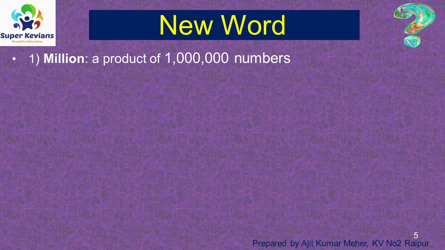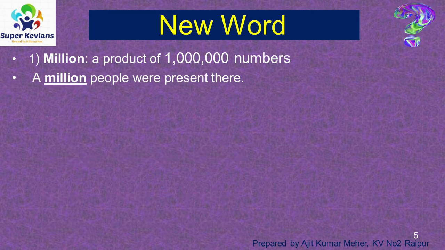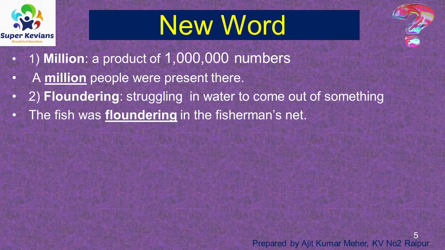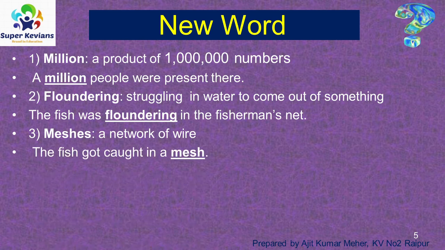Million: a product of thousand numbers. A million people were present there, struggling in water to come out of something. Meshes: the network of wire, the wire of a net. The fish was struggling in the fisherman's net. The fish got caught in a mesh.